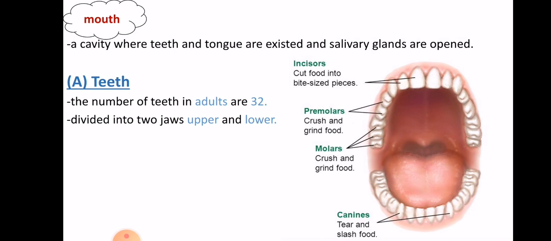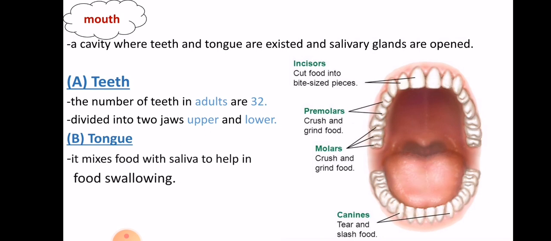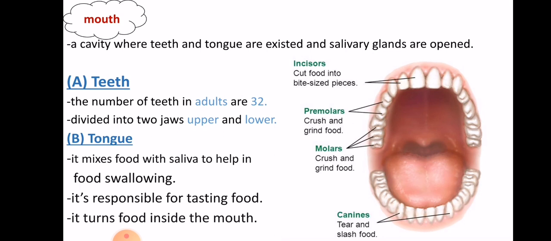Let's talk about the second part in our mouth, which is the tongue. The tongue is very important as it helps in mixing the food with saliva. This mixing helps in swallowing. When the food is mixed with saliva, it is easier to swallow. The second function of the tongue is tasting the food. It helps us to taste food, and it also turns the food inside the mouth cavity.